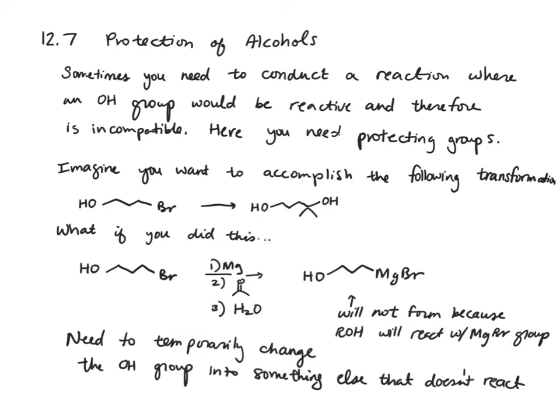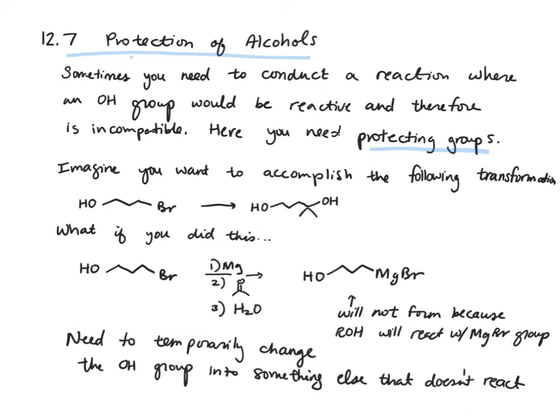The next section involves the protection of alcohols. Sometimes you need to conduct a reaction of an alcohol where the OH group would be reactive and therefore is incompatible. Here you need what are called protecting groups. Let me illustrate this concept by showing how we would accomplish the following transformation. Imagine if you wanted to convert the following bromo alcohol into a diol.